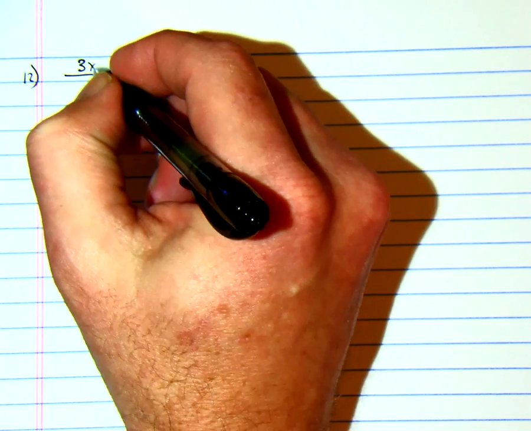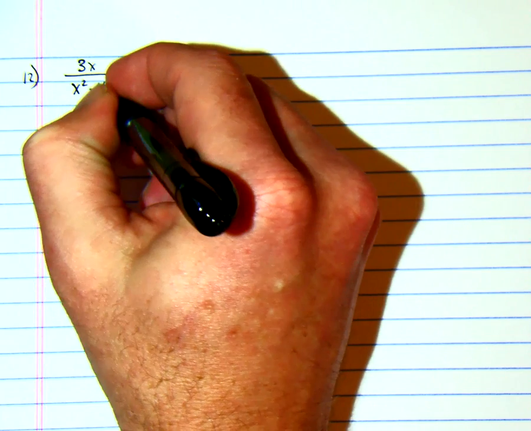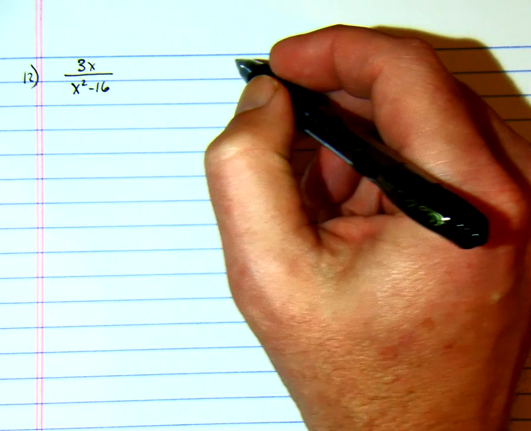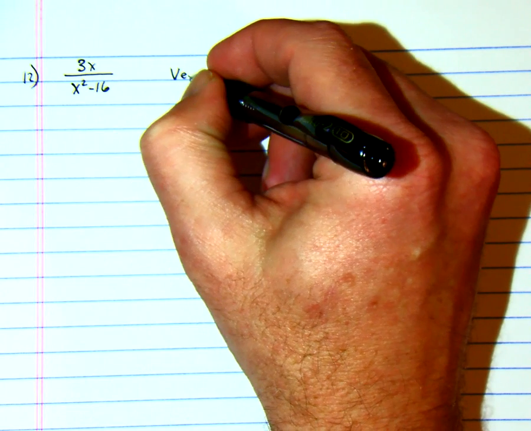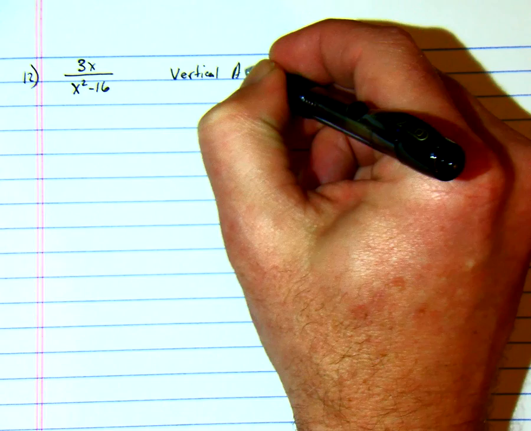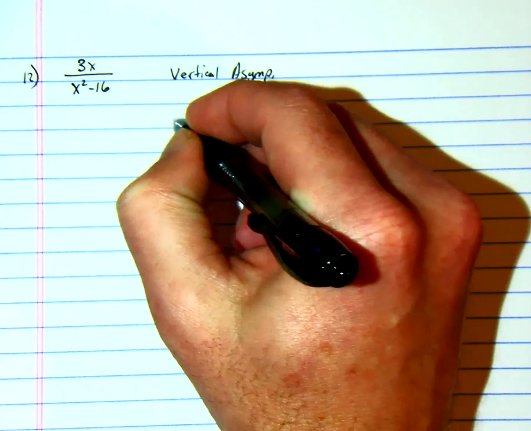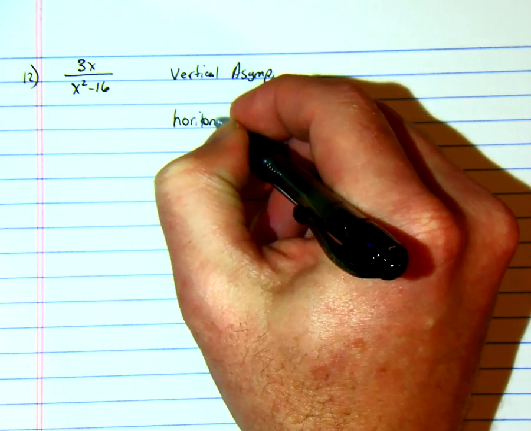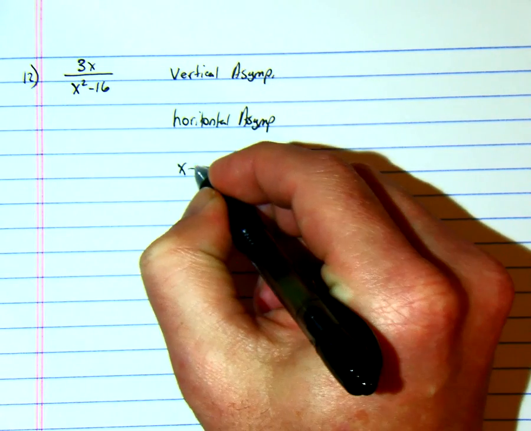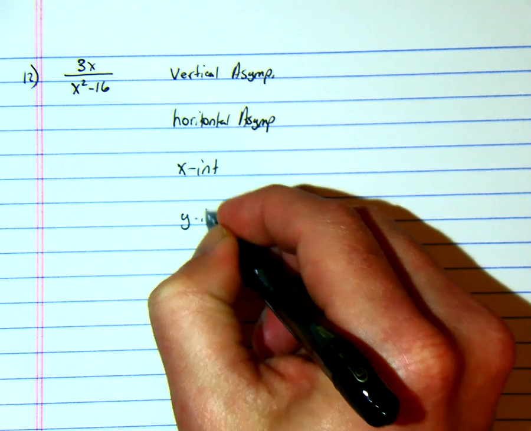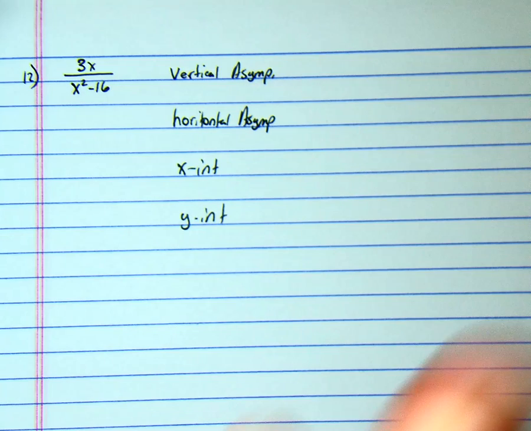At least you have the ability to scroll through here if you don't need to see every problem. Okay, so here's problem number 12. Use the 7-step method, and we are not going to use the 7-step method. 3x over x squared minus 16. Here are the parts that we definitely need to be able to do. We have to have a vertical asymptote, a horizontal asymptote, an x-intercept, and a y-intercept. Those are the pieces parts that we need in order to graph this.